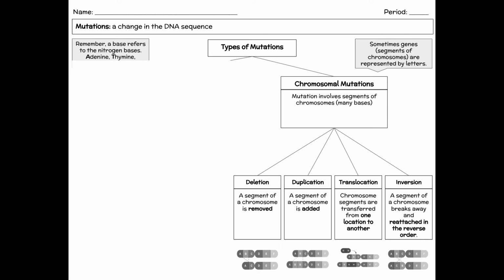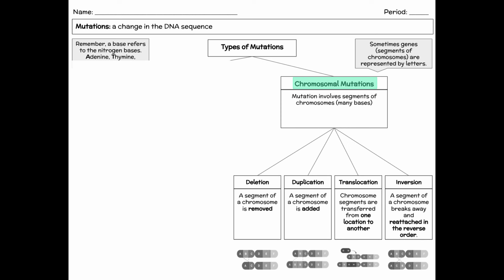Now let's get into chromosomal mutations. First, what's a chromosome? A chromosome is a condensed form of DNA, so it's like a long recipe book for making you, made up of many pages. Each gene is like a recipe page. Genes are sometimes represented by letters and pictures of chromosomes, so that's what these letters on the chromosomes mean on the bottom of your page.